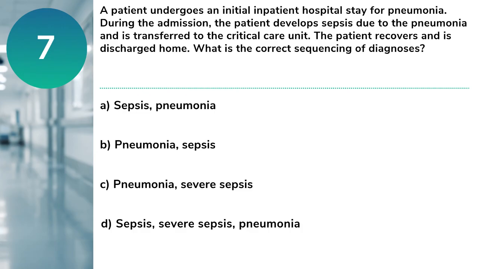Question 7. A patient undergoes an initial inpatient hospital stay for pneumonia. During the admission, the patient develops sepsis due to the pneumonia and is transferred to the critical care unit. The patient recovers and is discharged home. What is the correct sequencing of diagnoses? A. Sepsis, pneumonia. B. Pneumonia, sepsis. C. Pneumonia, severe sepsis. D. Sepsis, severe sepsis, pneumonia.